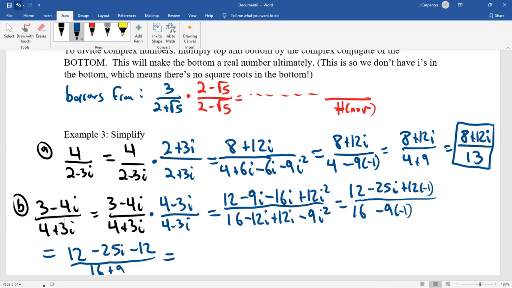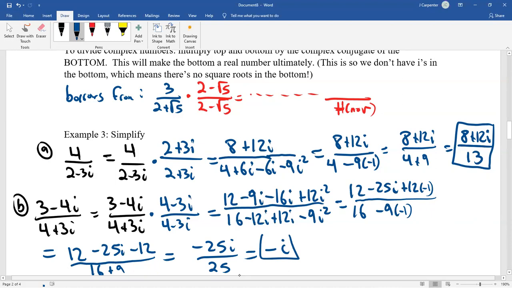This doesn't have to happen in the top, but it does this time. The 12s cancel, and you're just left with a minus 25i. And the bottom 16 and 9 make 25. And this is not an acceptable answer because the 25s are the only thing there. There's no pluses or minuses, so they definitely cancel. And you get a quite simple answer of negative i. The answers don't have to be ugly. They can be simple. And it's very difficult to tell whether the answer is going to be simple or not.